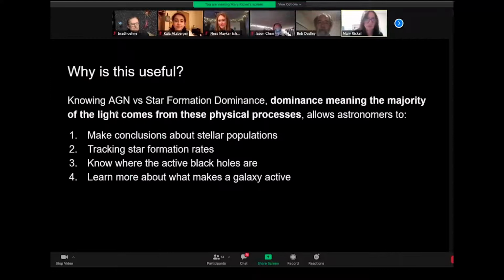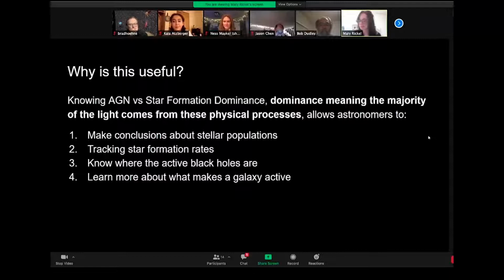Okay, so to begin with, why do we even need to make this classification? Knowing if a galaxy is AGN or star formation dominated, and by dominance I mean the majority of the light that comes from it is from those specific physical processes, allows astronomers to make more conclusions about stellar populations, tracking star formation rates, knowing where the active black holes are, and also learning about what makes a galaxy active.